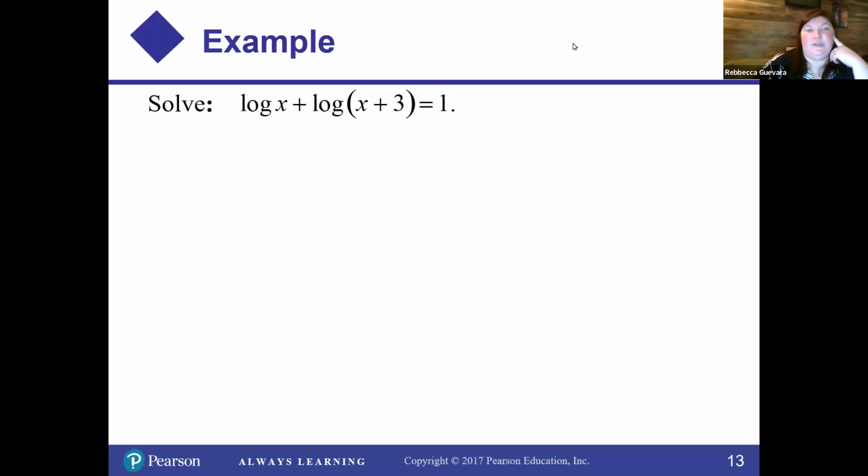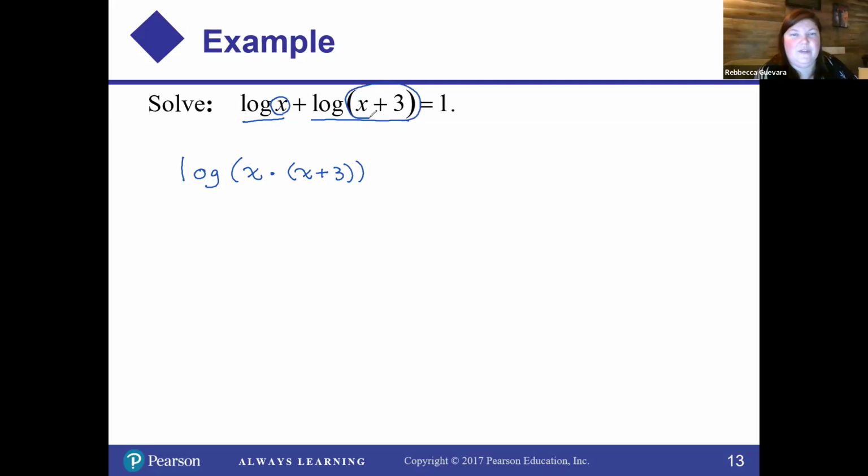In this case, we are going to have to try to combine everything into one logarithm first. So we have a base 10 log and a base 10 log, and they're added together. So now we know this can be rewritten as log of x times x plus 3, because this and this would have to be made into a product. This is going to equal 1. So I have log of x squared plus 3x equals 1.